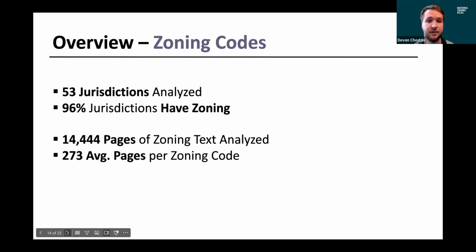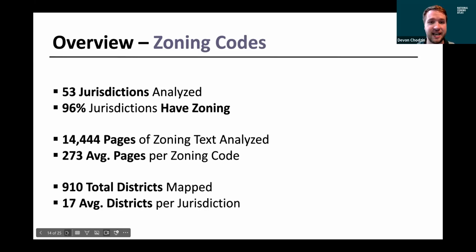And next, to give you an idea of the complexity of the review, we read over 14,444 pages of regulations, which is about 273 pages of text per jurisdiction, ranging from about a dozen in exurban villages to over 2,500 in Denver proper. There's a total of 910 districts we mapped in the MSA, with an average of 17 districts per jurisdiction, ranging from 2 to 245. As you could imagine, this work takes a lot of human brain power.